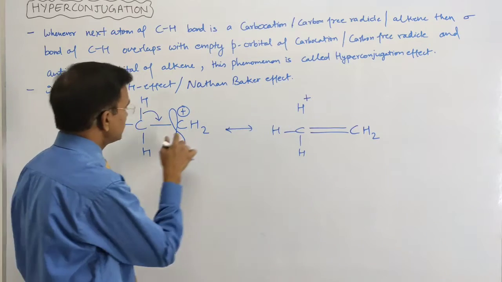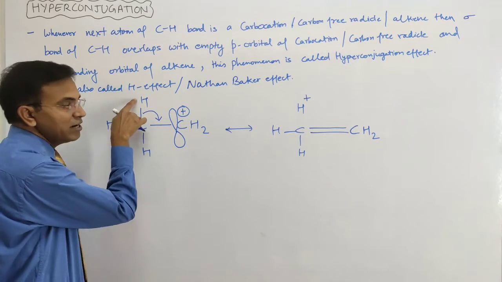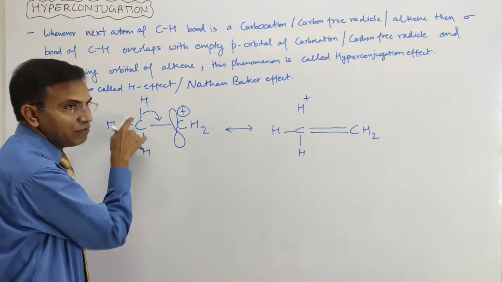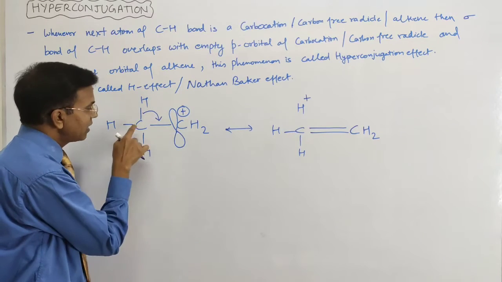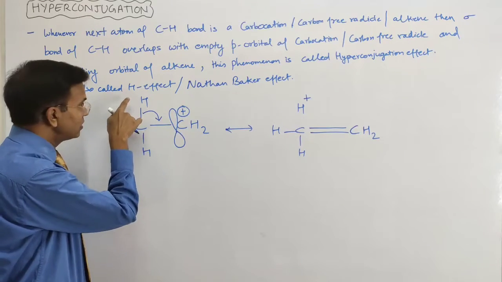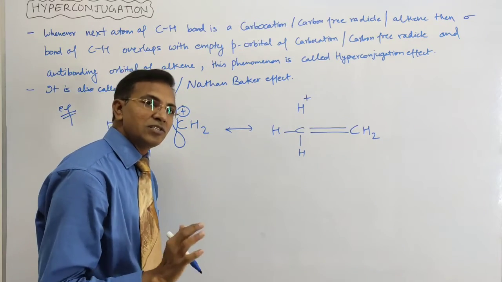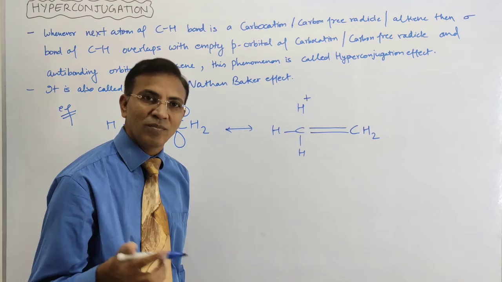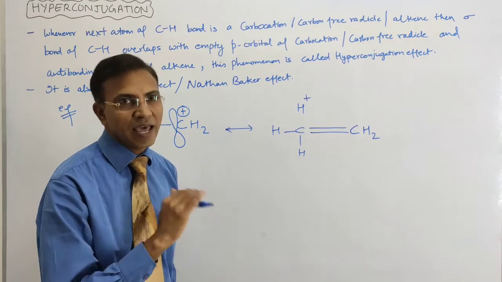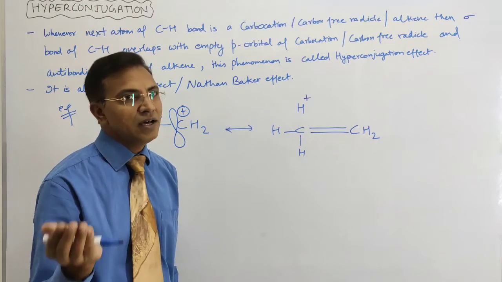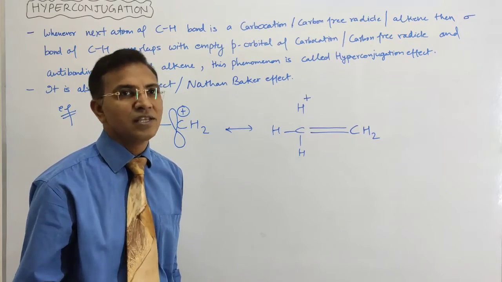And here there are three atoms. This is the alpha hydrogen. This takes place with the alpha hydrogen. This is the carbocation, alpha carbon and alpha hydrogen. Three alpha hydrogens are there. That means three resonating structures may be possible. The number of resonating structures in the H effect is equal to the number of alpha hydrogens present.